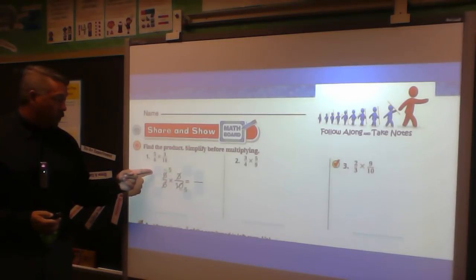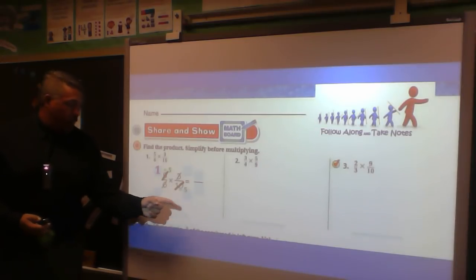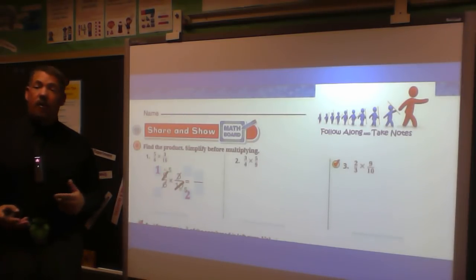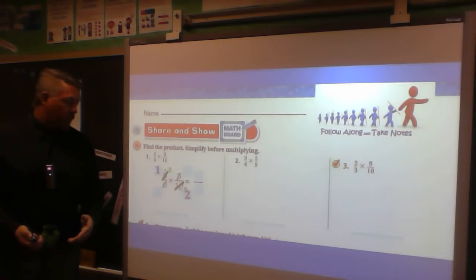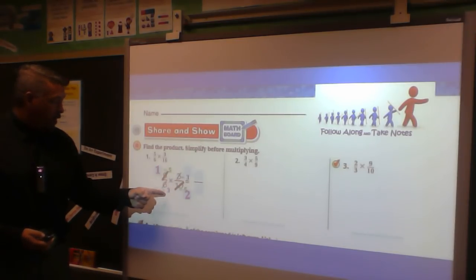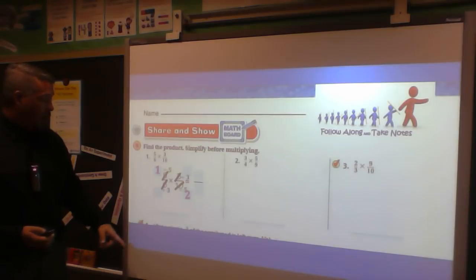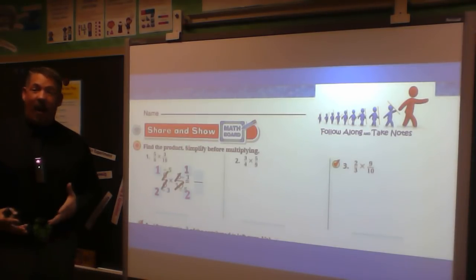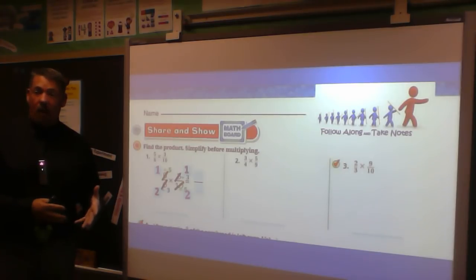5 goes into 5 one time, and 5 goes into 10 two times. So I now have 1 and 2. And then my 3 and 6, I'm going to reduce by 3. It will go into both of them. So when I reduce by 3, I have 3 going into 3 one time, and 3 going into 6 two times. Now I'm left with my lowest numbers that I can possibly get.